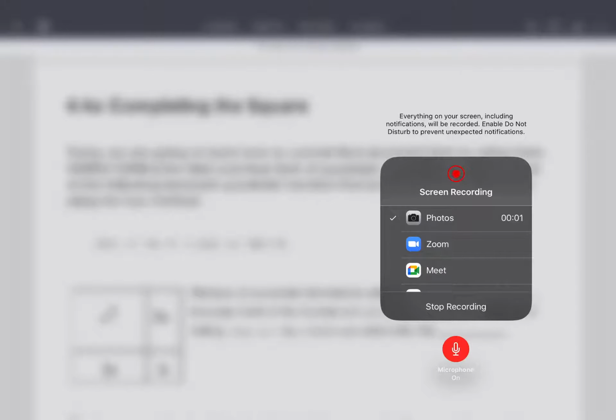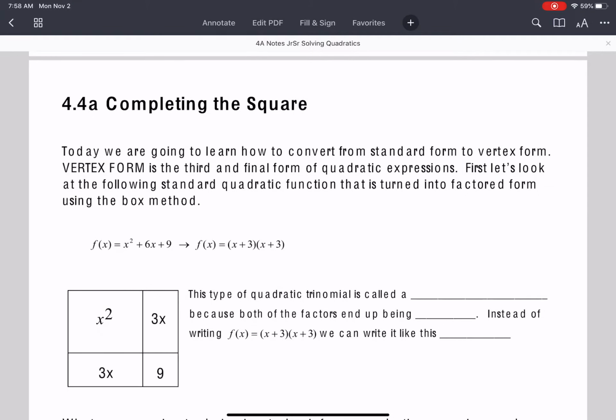It's not factored form. It's called vertex form. Okay, today we're going to learn how to convert from standard to vertex. Vertex form is the third and final form of quadratic expression.